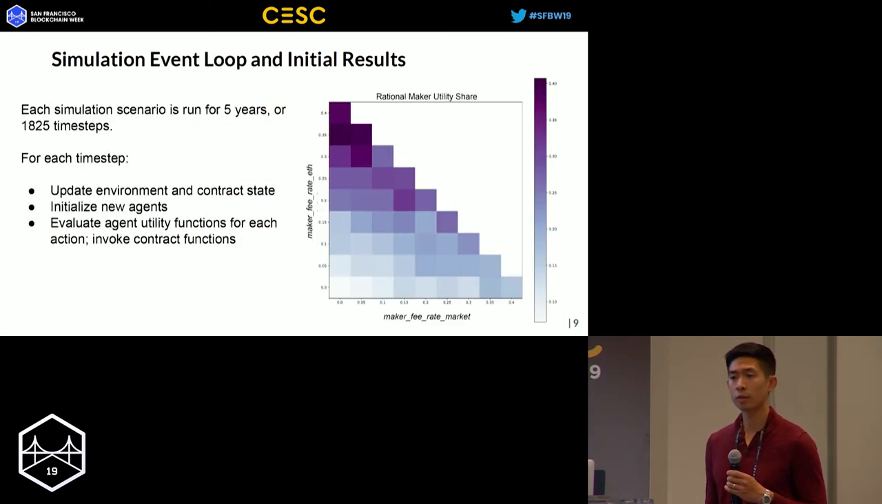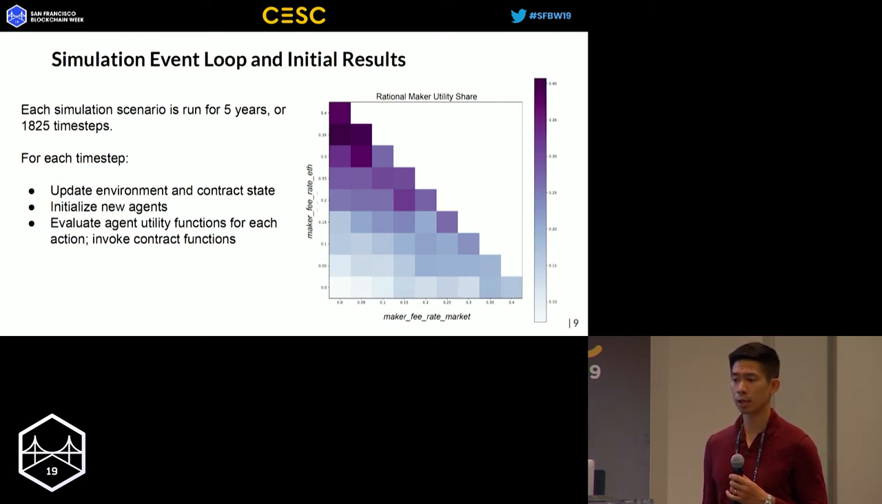And so the event loop for the simulation at a high level is very simple. For each time step that we run, and we run the simulation for 5 years, we update the environment and contract state in the beginning. We have a process that initializes new agents if the demand is sufficiently high for the data. And then we simply loop through all the agents we have in the simulation, evaluate their utility functions, and then execute the actions that have positive utility at that point in time.